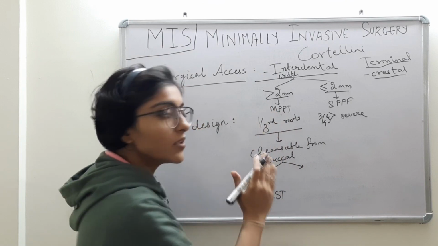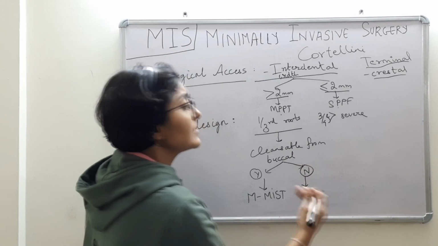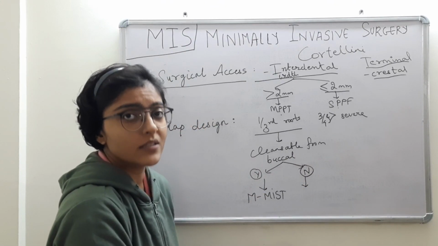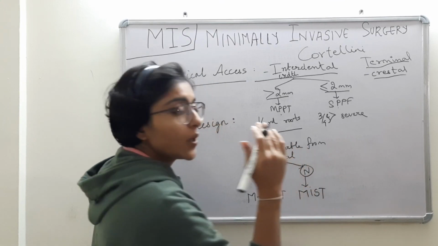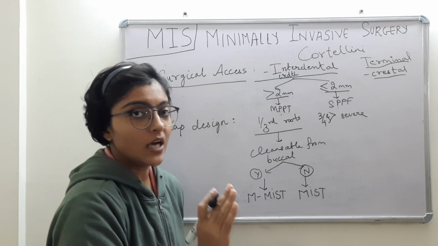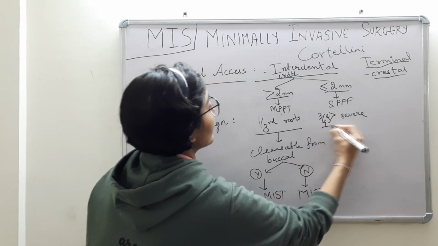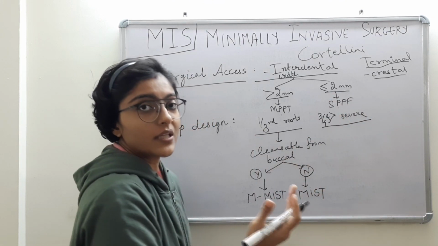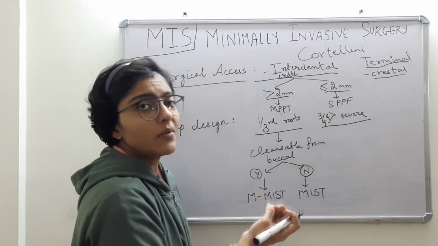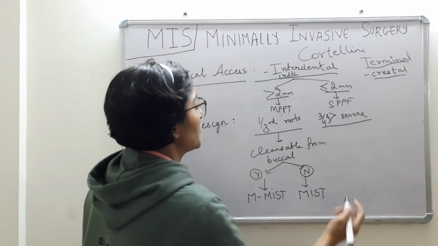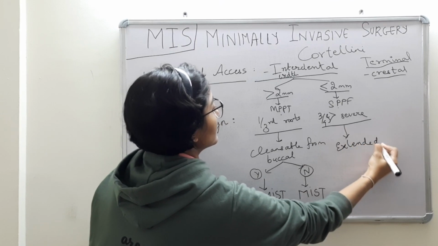But if the defect, although involving 1/3 of the root surface, is not cleansable from buccal aspect, meaning the extension is more towards the palatal or lingual aspect, then we choose MIST, in which both the flaps are reflected and manipulated. Clear? Now if the defect extension is severe, that is involving 3/4 of the root surface, if it's a bigger defect, then minimally invasive surgery is quite not possible. In that case, we choose extended flap.